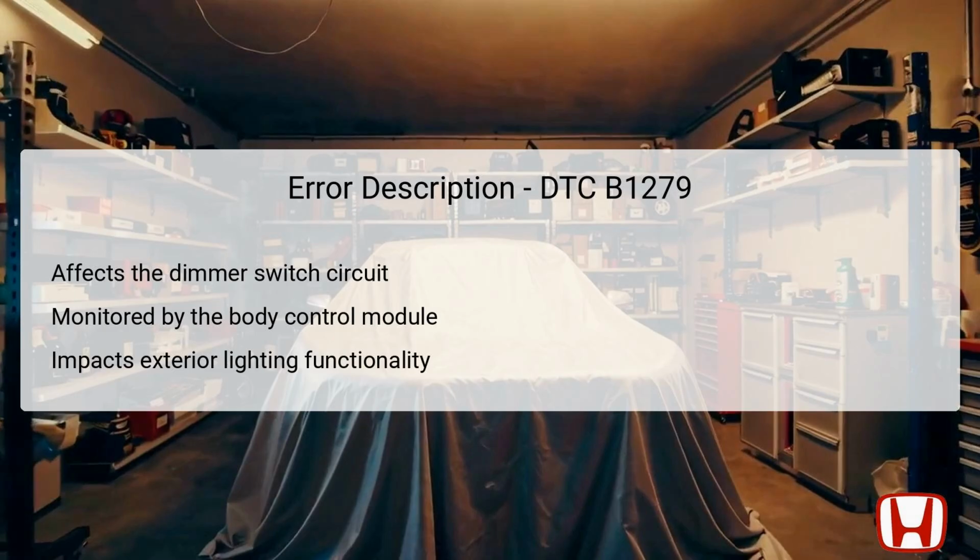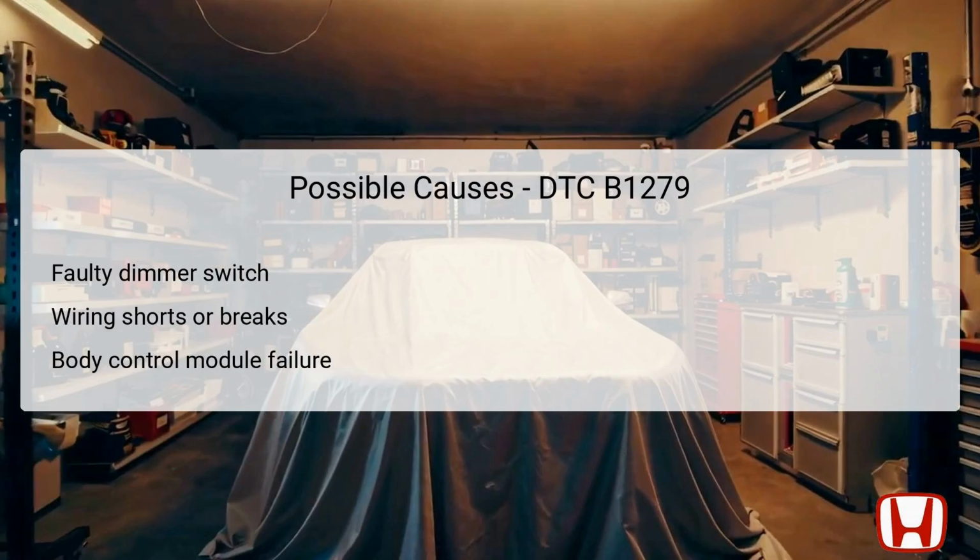Since the Body Control Module, BCM, processes signals from this switch, any failure within this circuit may lead to dimly lit or non-operational headlights. Proper exterior lighting is essential for safe driving, especially at night or in adverse weather conditions. Diagnosing the DTC B1279 aims to uncover whether the issue lies within the dimmer switch or the wiring and connections involved. When troubleshooting DTC B1279, several possible causes should be considered.